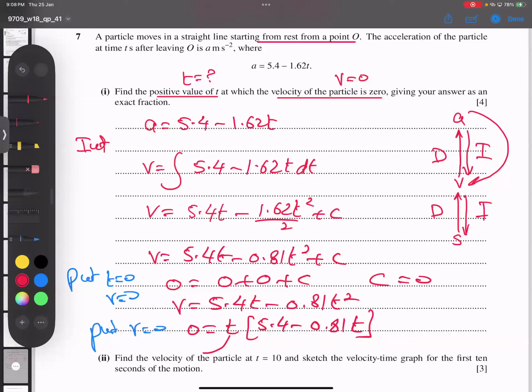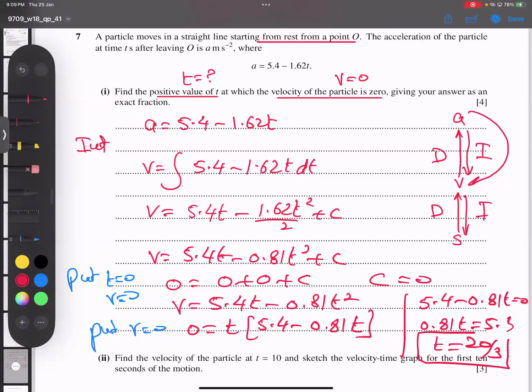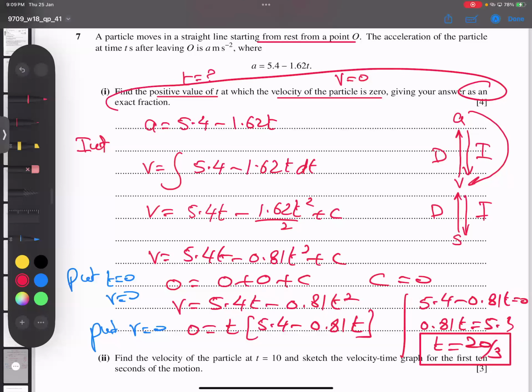Okay, t equals 0 is not possible. Let's see what answer the other factor gives. So this equal to 0, I'm writing here: 5.4 minus 0.81 t equal to 0. So 0.81 t equal to 5.4. And we divide in the calculator. 5.4 divided by 0.81 gives me, in fraction form, 20 by 3. And he was asking us to give the answer in exact fraction form. So Alhamdulillah Rabbil Alameen, 20 by 3 is the correct answer.